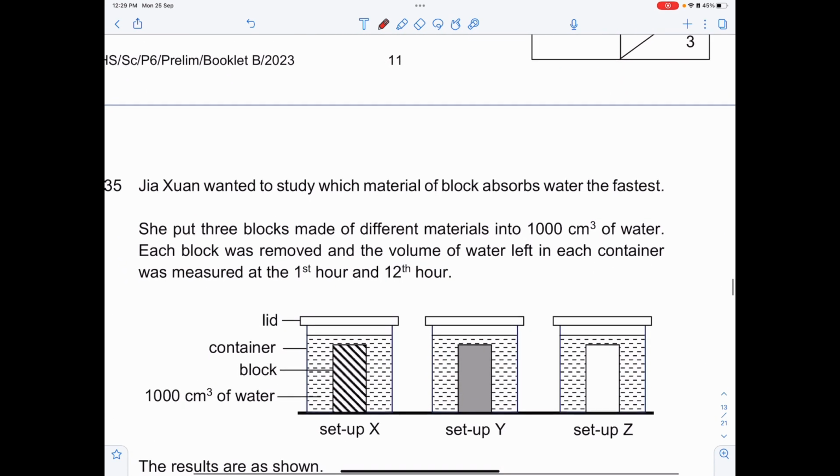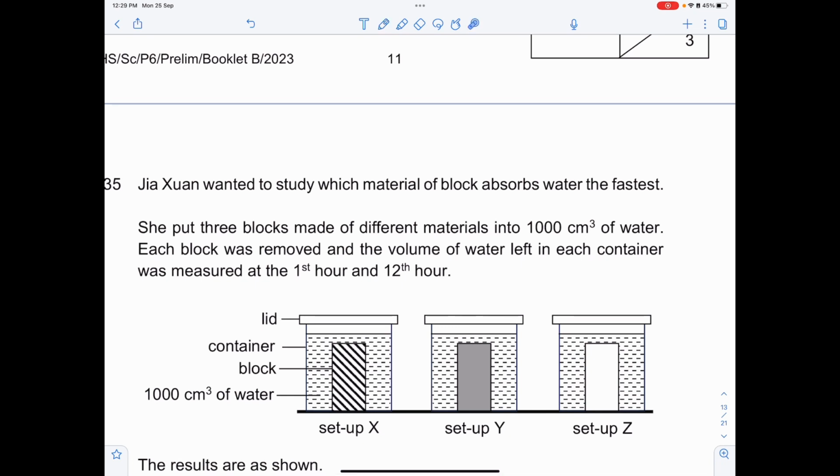Next, Jia Xuan wanted to study which material or block absorbs water the fastest. She put 3 blocks made of different materials into 1000 cm cube of water.